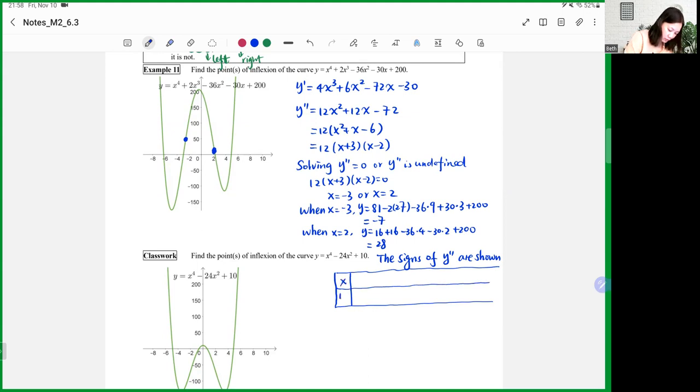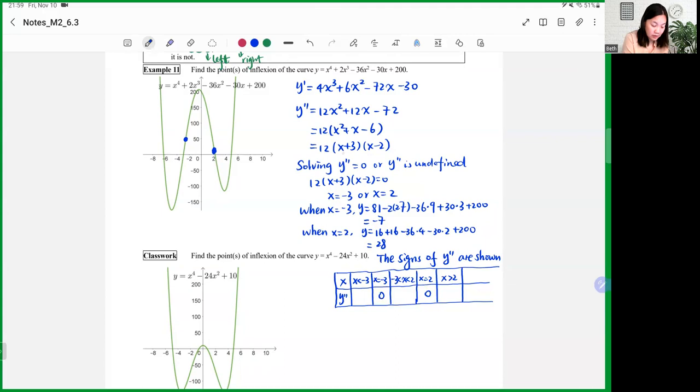Here you have x, you have y prime prime. Now you're going to test when x is smaller than -3, x is equal to -3, x is between -3 and 2, x is equal to 2, and x is bigger than 2, these values. And the sign of the second derivative. Now it's easy to do because it's already factorized. So you just check each factor.